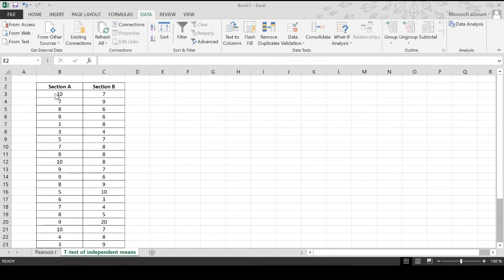Now I have two groups here: section A and section B. So our research question can be established as, is there a significant difference between the performance of section A and section B? We want to know if they are significantly different from each other. From the test itself, t-test of independent means, we are going to test whether their means are independent from each other, or if they are statistically similar.